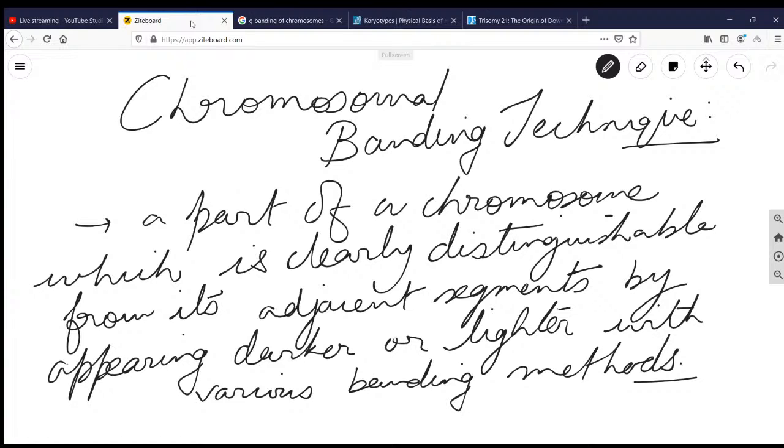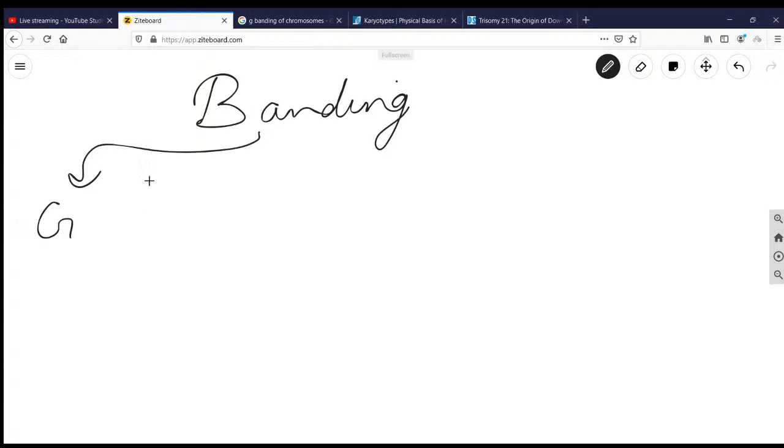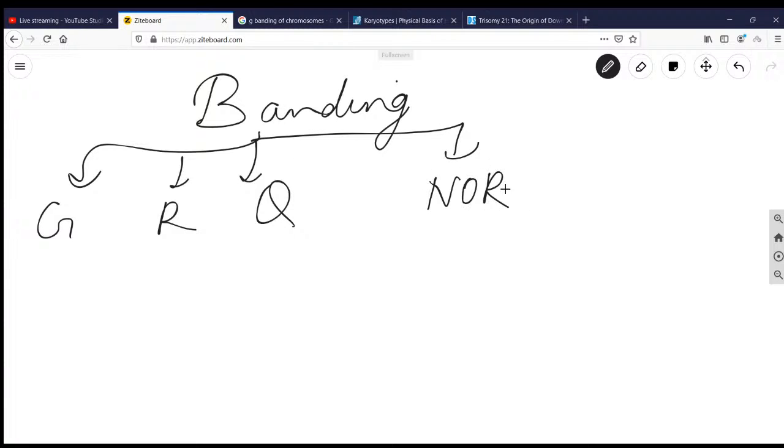Now we have various banding techniques. We have G banding, R banding, Q banding, then NOR banding, the nucleolus organizing region, and then C banding, which is the centromeric one. G and R are very similar. R is known as reverse G banding, so sometimes it is not included.